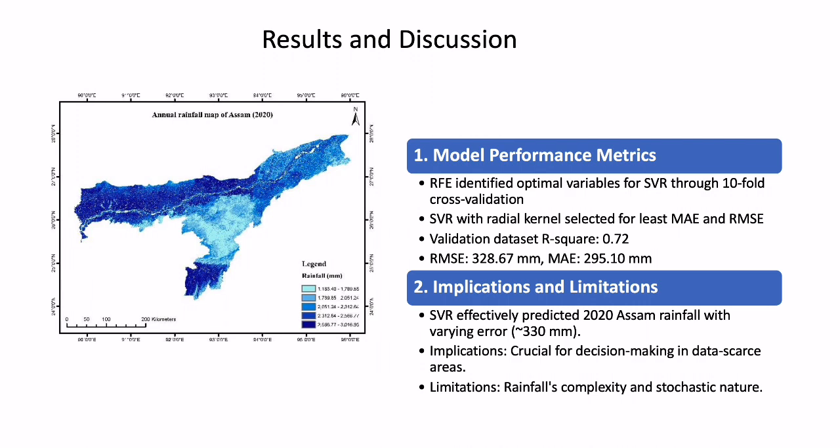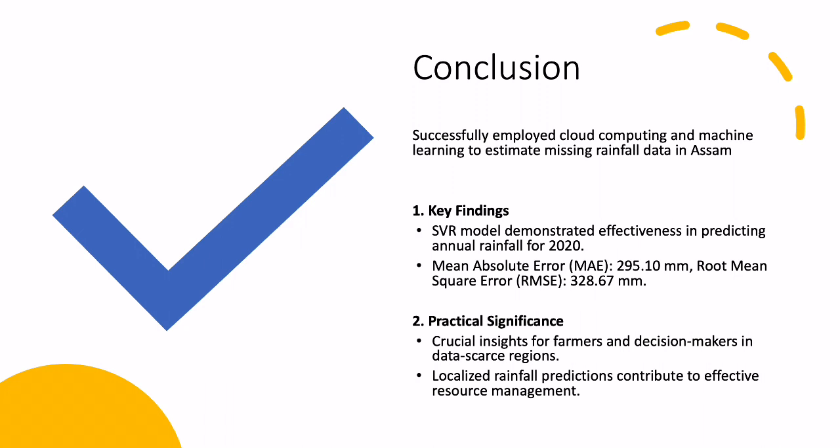support vector regression. In conclusion, the paper successfully employed cloud computing and machine learning to estimate missing rainfall data in Assam. Key findings are that the SVR model demonstrates effectiveness in predicting annual rainfall for 2020 with a very low mean square error and root mean square error. Practical significances are crucial insights for farmers and decision makers in data scarce regions. Second, localized rainfall predictions contribute to effective resource management.